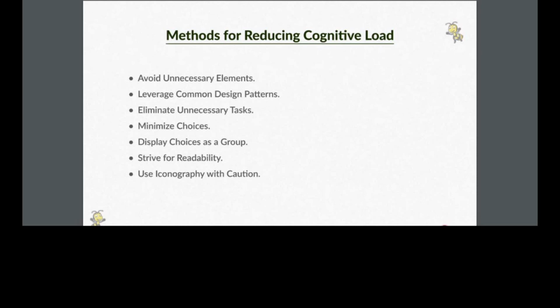We also want to display choices as a group. When we group certain elements together, based on how they look similar, either by color or by shape, this process will help our users keep related information together in a way that will help them make choices easily.